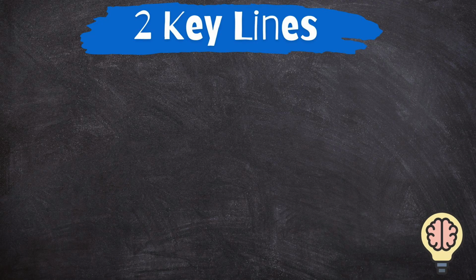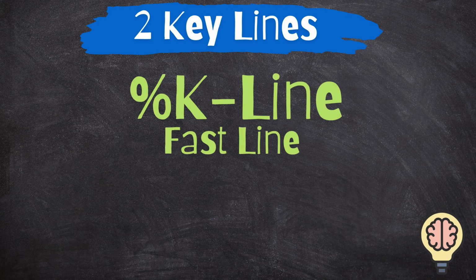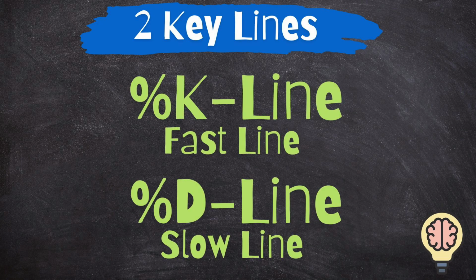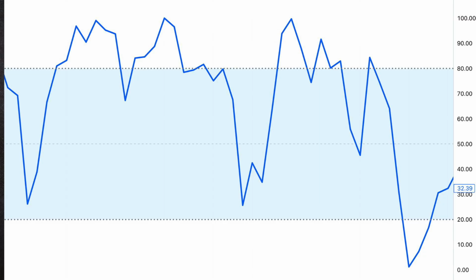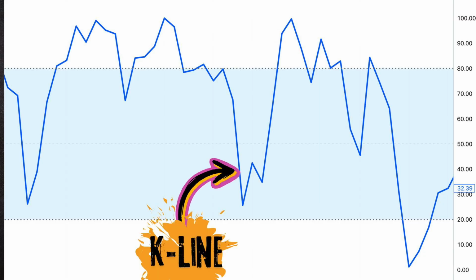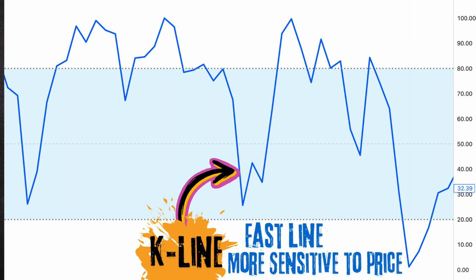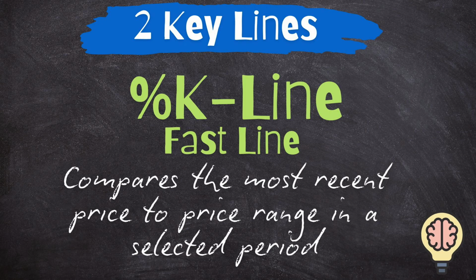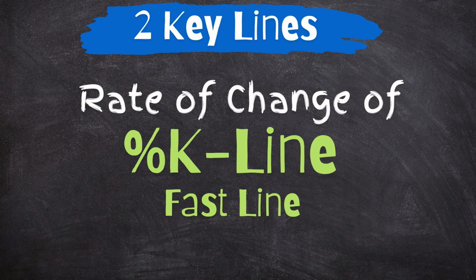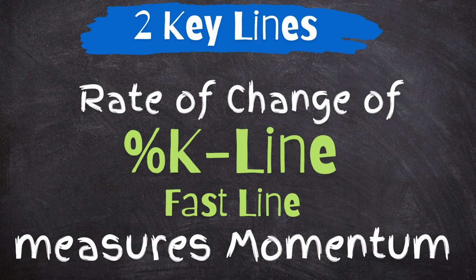It's made up of two key lines, and maybe it's just me, but I find the naming of lines to be slightly confusing. But as I said, maybe it's just me. The primary element of this indicator is the K line, the faster line which reacts more quickly to price changes. This K line tracks the latest price in comparison to the price range of a selected recent period. The rate at which this K line moves basically measures momentum.